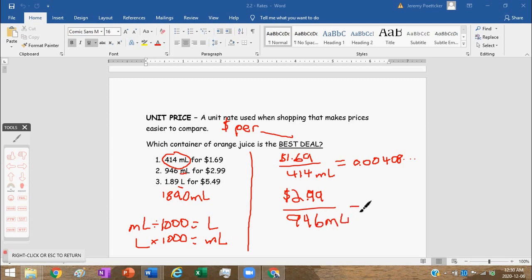All right, punch that into the calculator. It's going to be 0.003 something. And this is where I noticed that I'd forgotten something, and yes, we needed units up there. Right, second one here. Again, like I said before, 0.003 something, 316 dollars per milliliter.